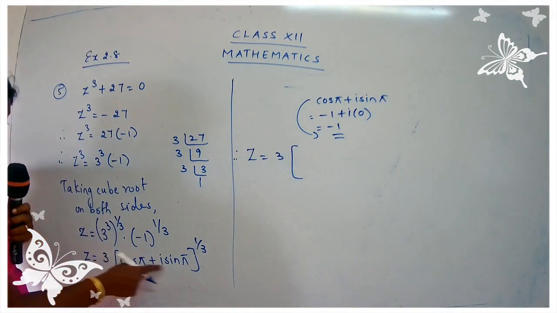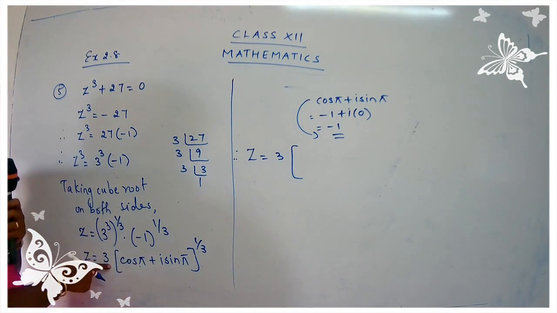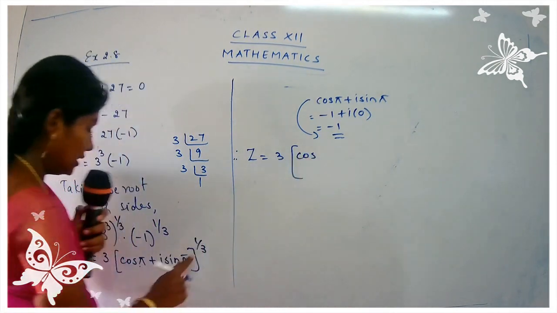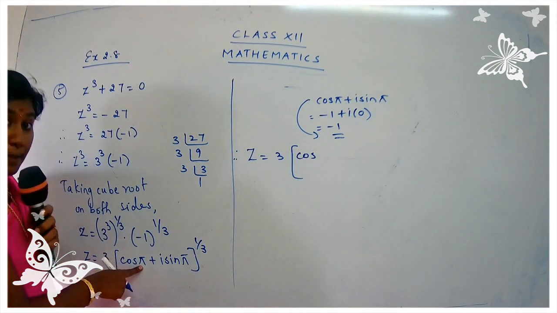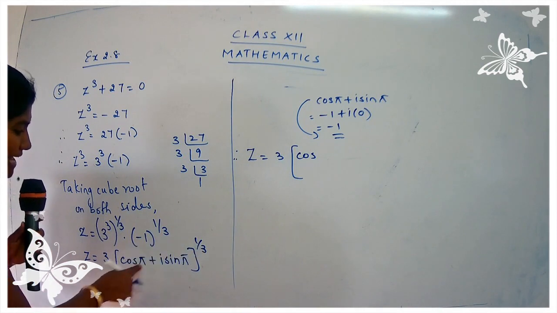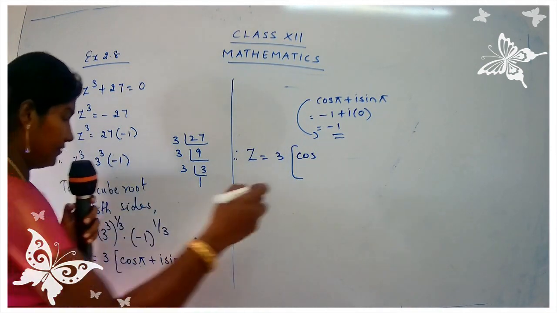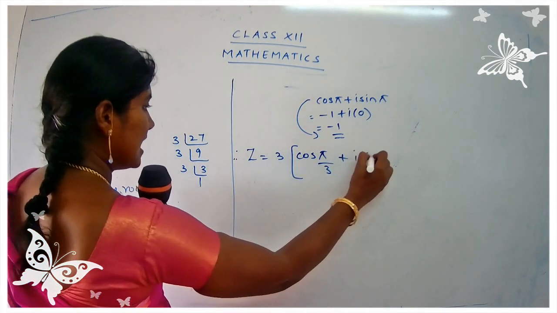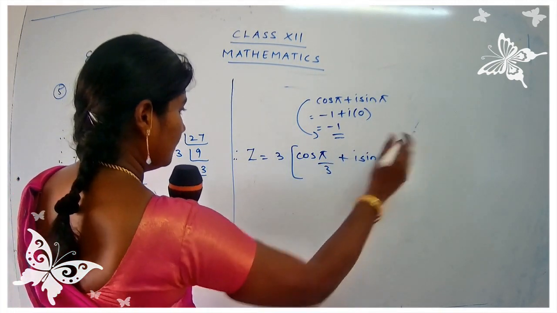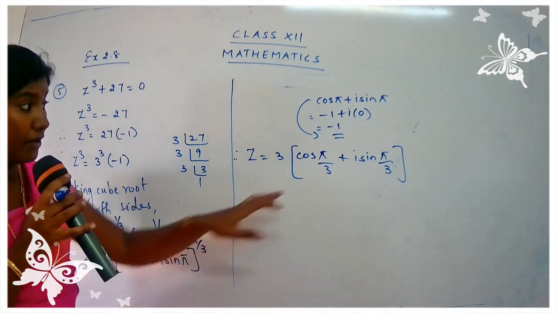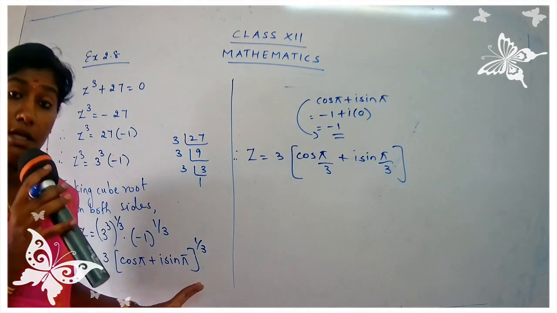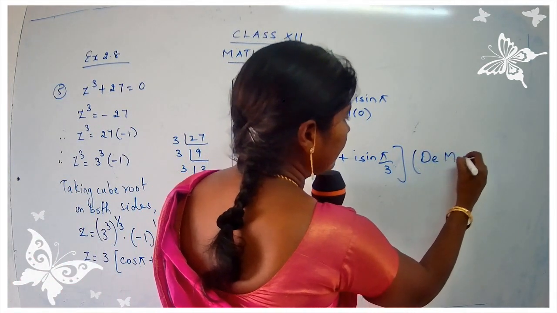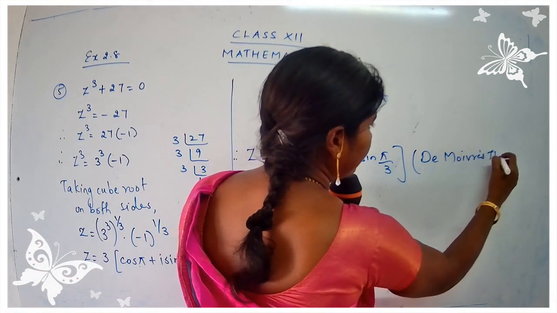3 is common for both the terms. Okay, children? So be careful, you have to use a bracket. So 3 (cos 1 by 3 multiplied to the angle). So pi into 1 by 3 gives you pi by 3. So cos pi by 3 plus i sin pi by 3. That's all. Now don't write the power, okay? We cannot write the power because we have already used De Moivre's theorem. So you can mention here, this is by De Moivre's theorem.